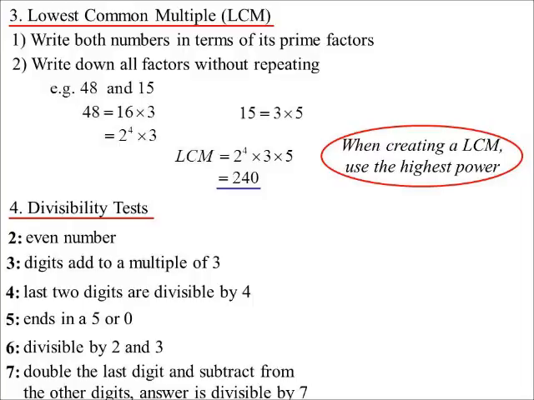Is that what we had up there? Both of you said 243 very quickly there. 343. Okay. 343. Double the last digit, 6, subtract it from the other digits. 34 minus 6 is 28. 28 is divisible by 7. So therefore 343 is divisible by 7.